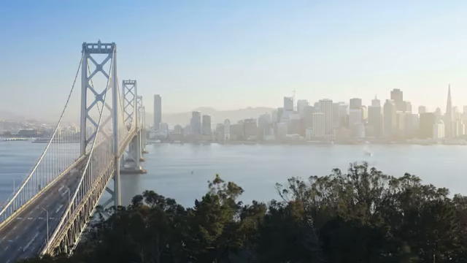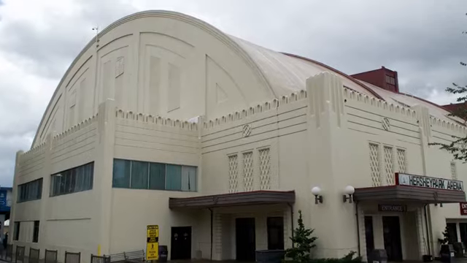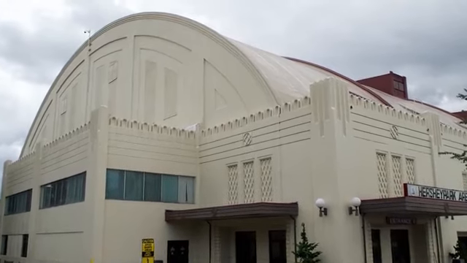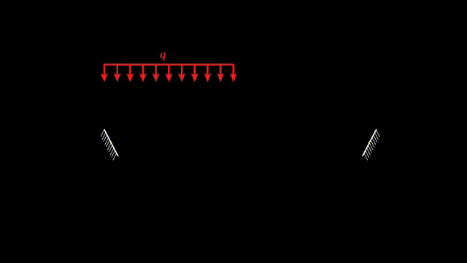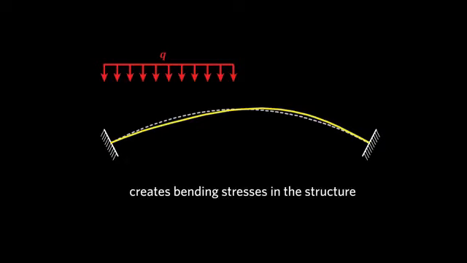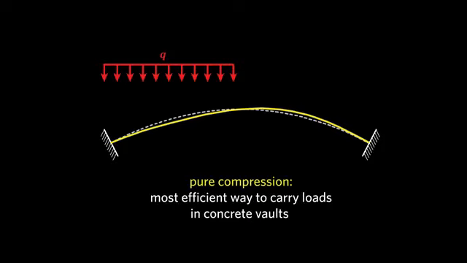But if the load is not symmetrical due to trucks on a bridge or wind on an arched roof, the arch cannot adjust the shape like a string can. The arch will deflect, and in this sketch, the dashed line is the original form and the solid line is a deflected shape. This creates bending stresses in the structure, something that we want to avoid in thin concrete vaults in particular, since it does not have much strength in bending. The most efficient way to carry loads in concrete vaults is through pure compression.